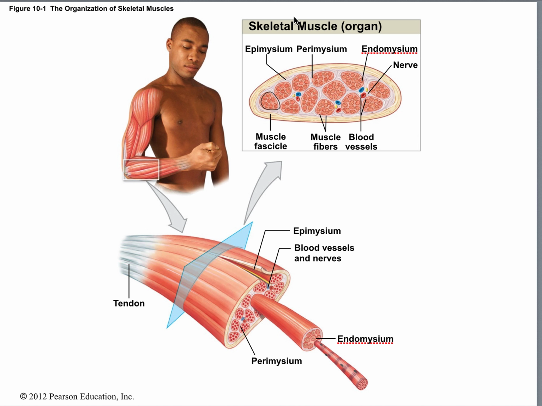So if we look at this, I can see epi is the layer that wraps around the entire structure. And this is the skeletal muscle or organ. Peri wraps around these individual, what they call muscle fascicles or bundles. And then the tiny little muscle fibers on the very inside are wrapped with endomysium.